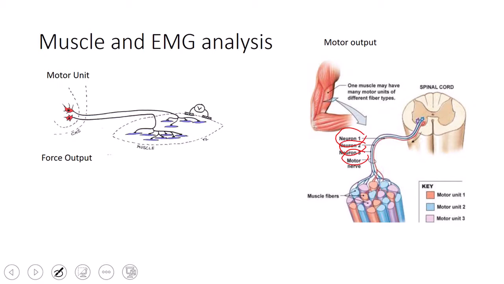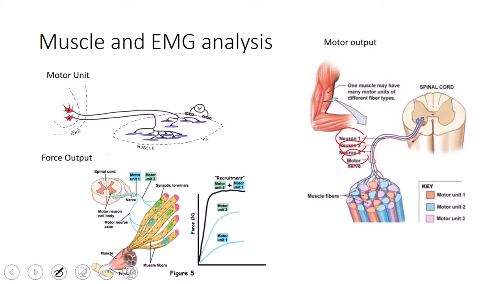When we are contracting a particular muscle, if it's a very light load, we don't need to excite every single motor unit within that muscle because that would be inefficient and unnecessary. So we have this ability to recruit based on what's needed. The force output in the end has to do with how much load has to be overcome, and that will correspond to how many motor units are recruited.